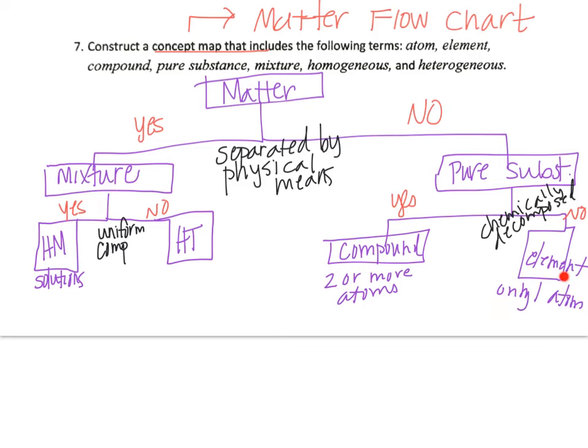Okay? If I were you, I would look at the matter flow chart in our notes. It probably is less messy than mine, and it explains it a little bit more extensively.